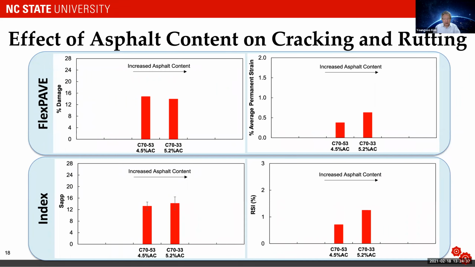Effective asphalt content, we have 4.5 versus 5.2. As you increase the asphalt content, percent damage decreases, SAP increases, and also, this is the rutting side, increasing asphalt content increases the permanent strain and also increases the RSI. So it's just a snapshot of the data I'm showing you here, but we have enough data to be able to say that both SAP and RSI seem to reflect the effect of these mixture factors properly.